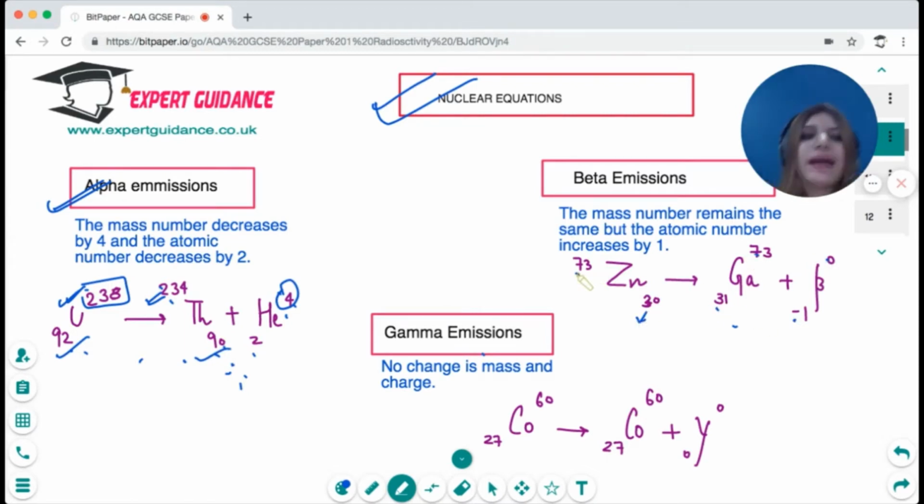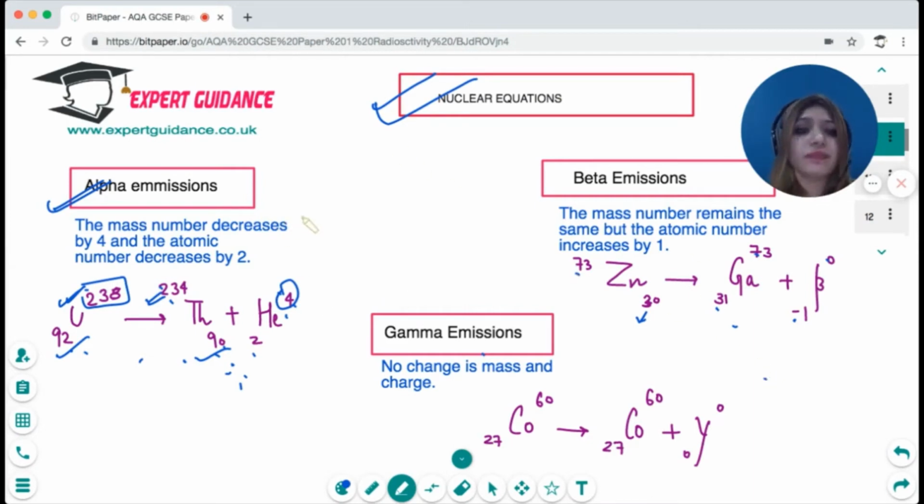Okay, so in balancing a nuclear equation, you just have to make sure that the sum of the atomic numbers and the mass numbers on each of the sides are the same. So whenever an alpha particle is emitted, the atomic number decreases by 2 and the mass number by 4. In beta, the mass number shows no change, but the atomic number increases by 1, and in gamma, no change.